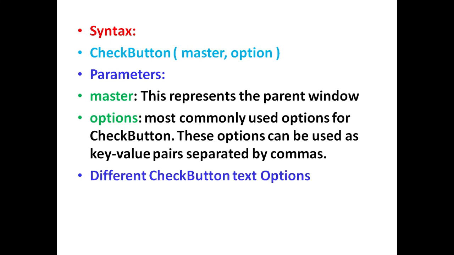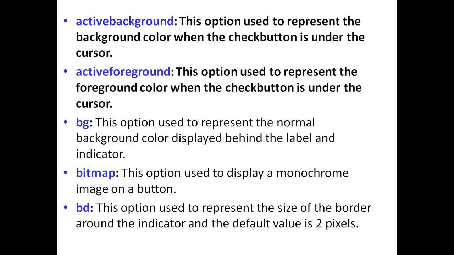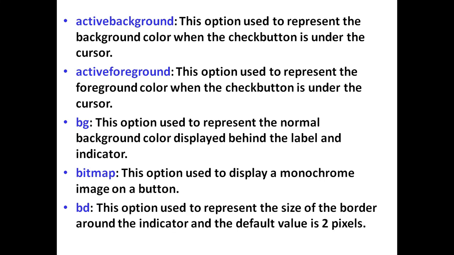Different check button options are: activebackground, which is used to represent the background color when the check button is under the cursor. Activeforeground is used to represent the foreground color when the check button is under the cursor. The bg option represents the normal background color displayed behind the label and indicator of the check button. The bitmap option is used to display a monochrome image on a button. The bd option represents the size of the border around the indicator. The default value is 2 pixels.